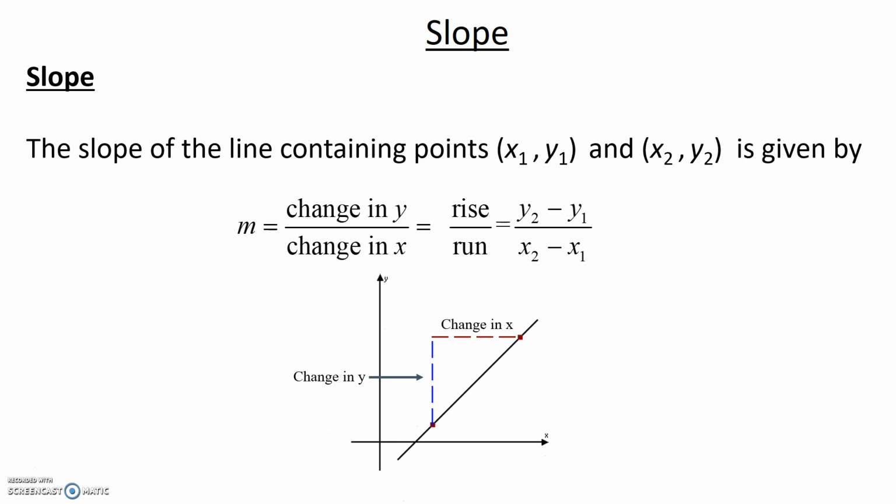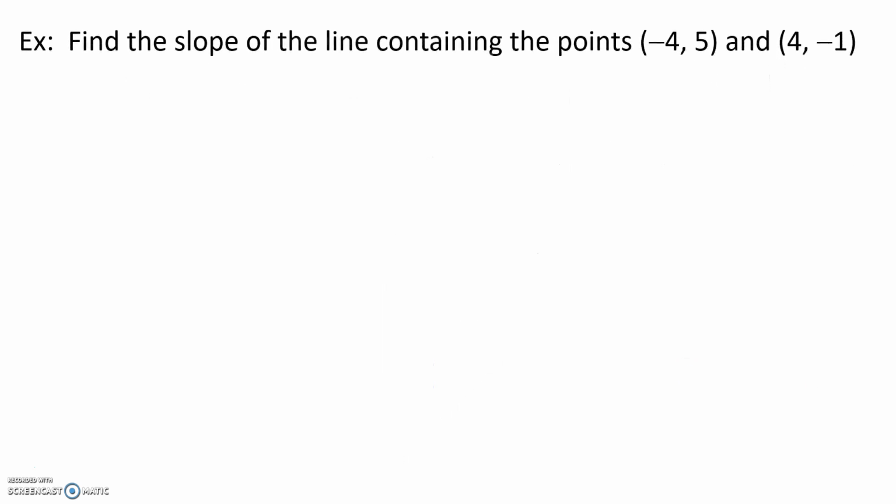Seeing this on a graph, if these are our 2 points, then the rise is given by what is the change in y, and the run is given by what is the change in x. And that ratio is the slope of a line. For example, let's find the slope of the line containing the points -4, 5 and 4, -1. Let's do this 2 different ways.